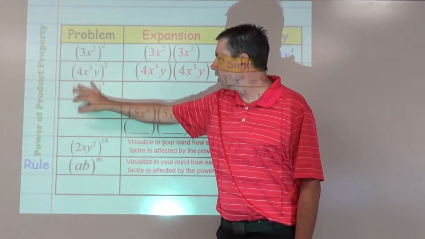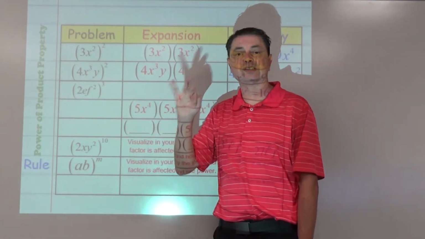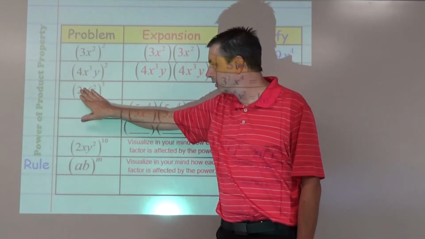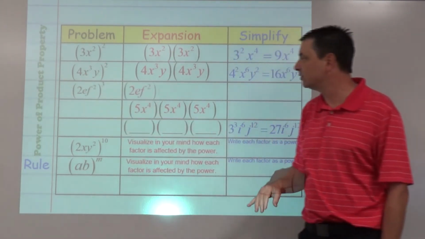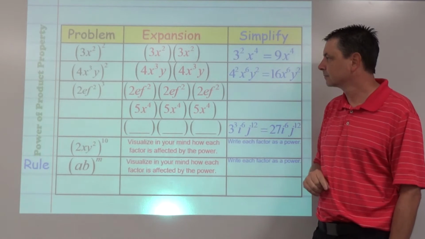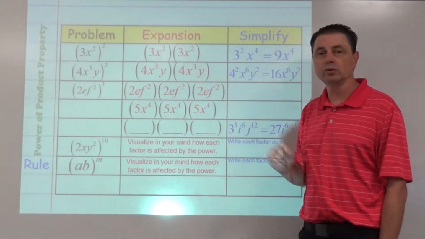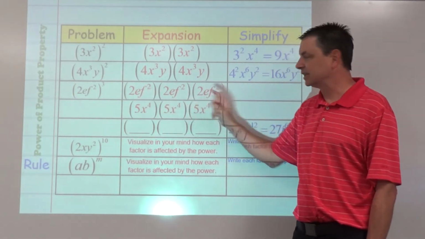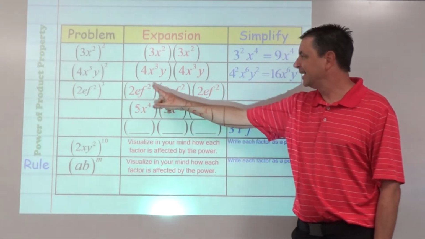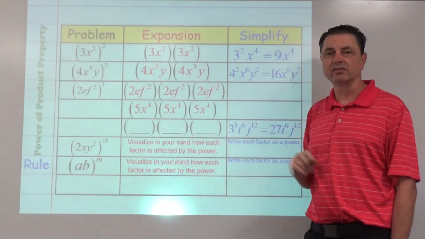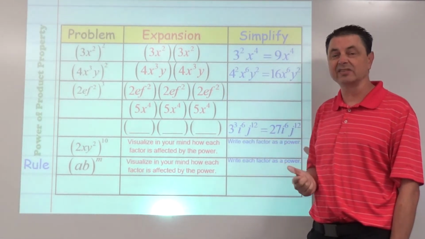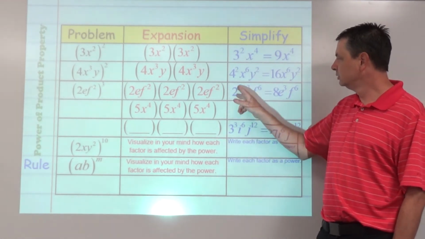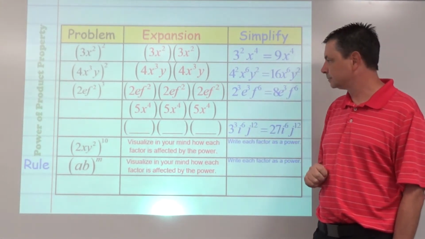2ef squared, all raised to the third power. Raising to the third power means we need this factor 3 times. So that times itself again. 2 times 2 times 2 means 2 to the third power. E times e times e, e to the third power. F squared times f squared times f squared. That's a total of 6 f's being multiplied. That is f to the sixth power. 2 to the third power is 8.